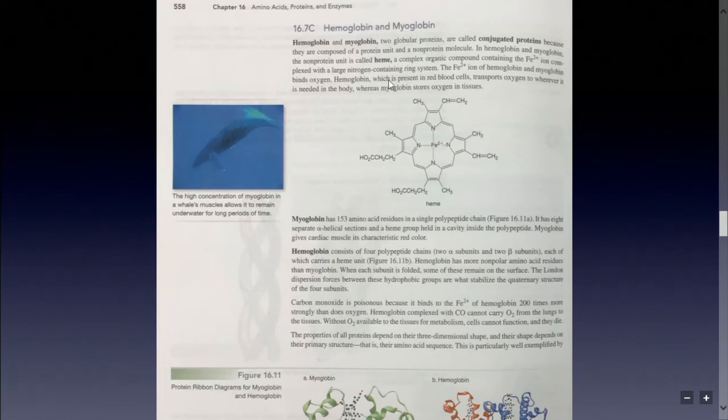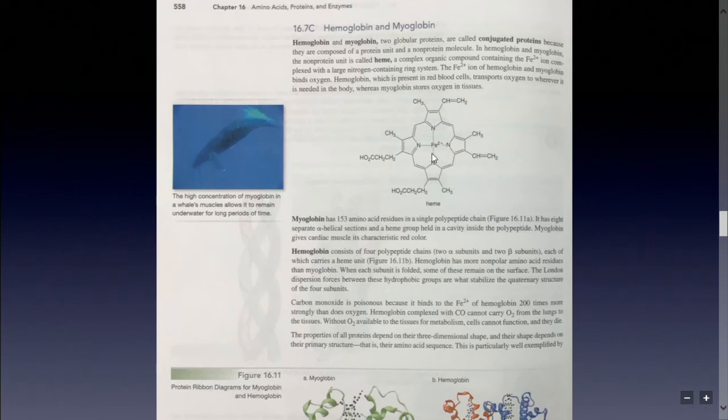remember, take on kind of a roundish shape, and hemoglobin and myoglobin are going to be conjugated proteins. What that word conjugated proteins means is that it's a protein, but it also has a non-protein molecule somewhere inside of it. And so in this case, for hemoglobin and myoglobin, that non-protein unit is called a heme. A heme. And so here it is. Here's a heme.